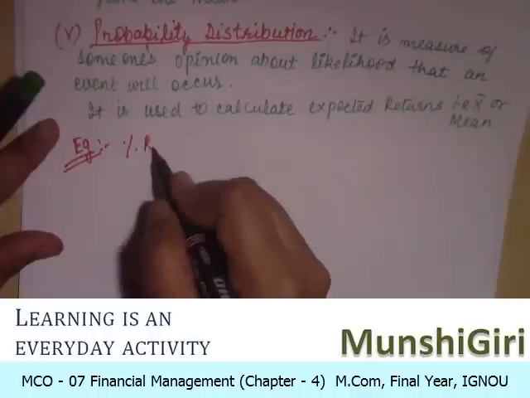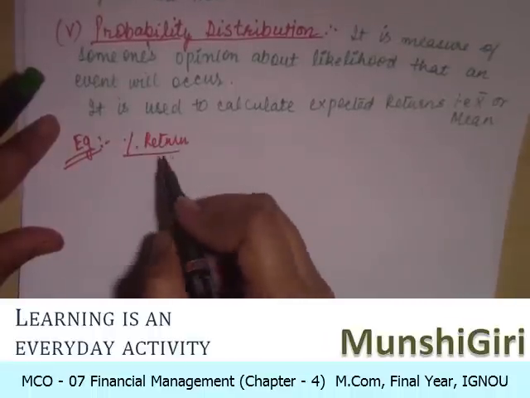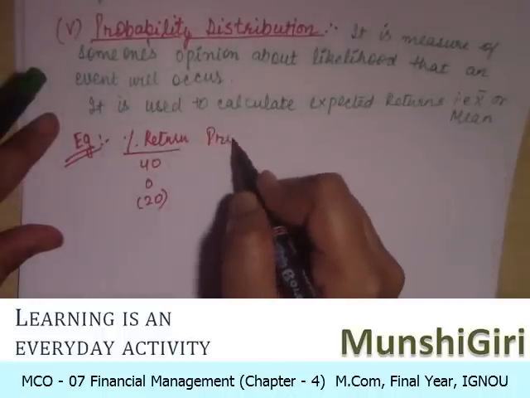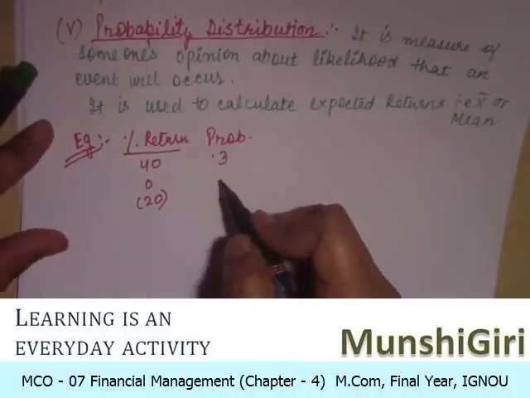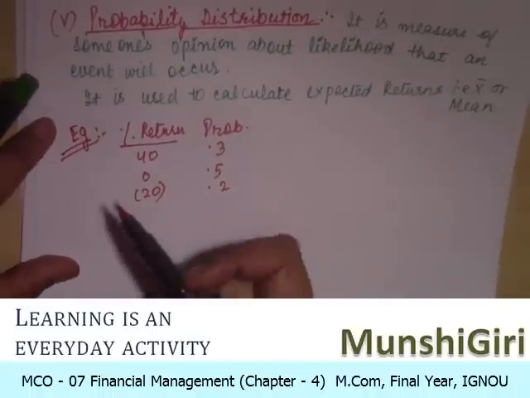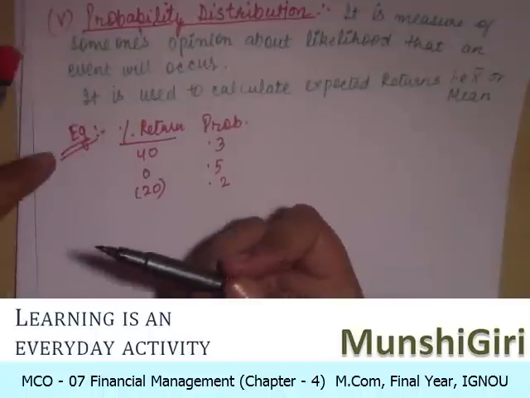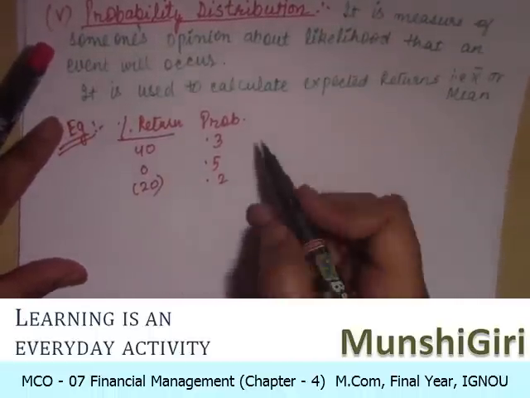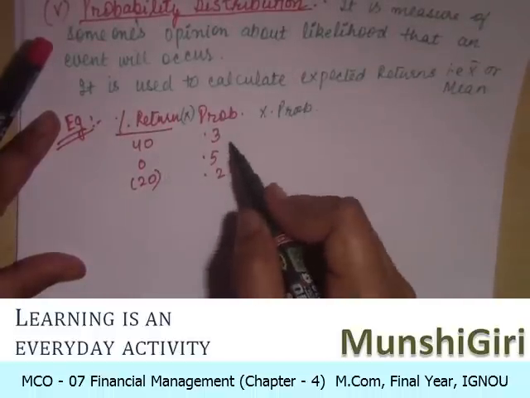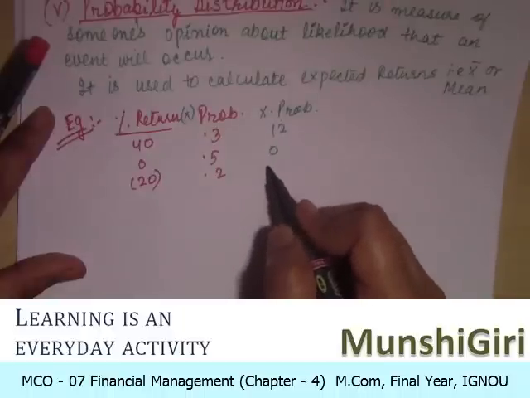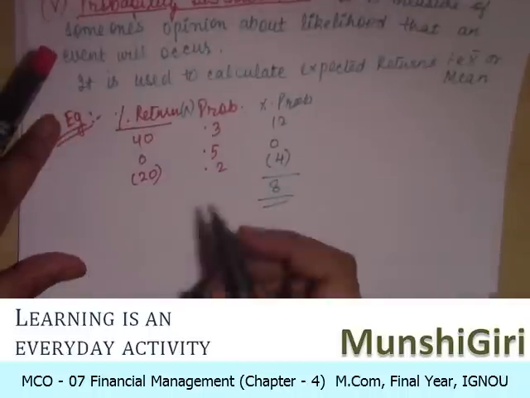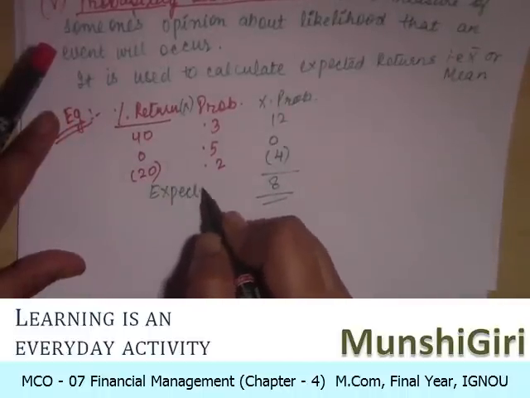Percentage returns given to us are 40, 0 and minus 20, and the probability is 0.3, 0.5 and 0.2. So now from this we'll calculate the expected return. How do we calculate this? This is percentage return into the probability. We take this as X and this is X into probability. This is 40 into 30%, 12, 0 and this is negative 4. So this is 12 minus 4 is 8 and we have the expected return as 8.